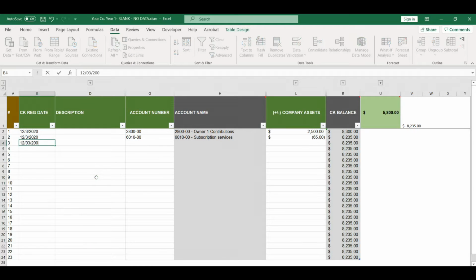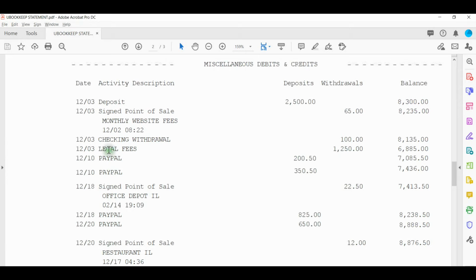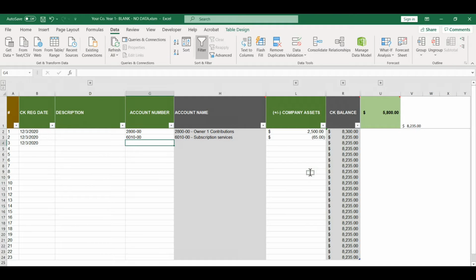Okay, next on 12/3, I went ahead and withdrew $100 of my own money. And in that case, that's an owner's withdrawal. I withdrew $100.